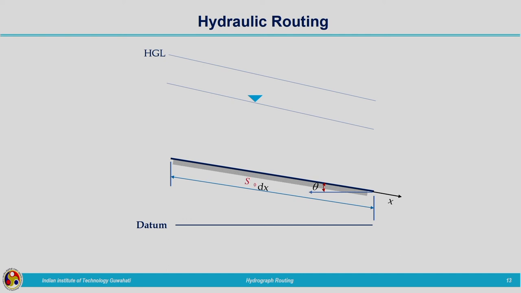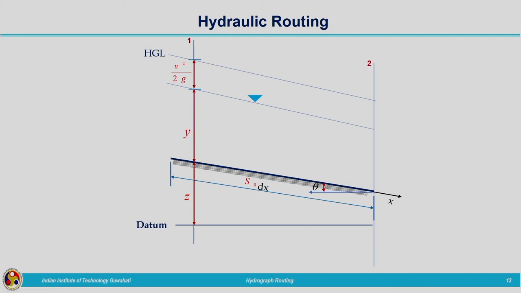That can also be represented by S naught, that is our bed slope. And the datum head is Z, the water depth in the channel is Y, and the velocity head is given by V square by 2G. So if you are considering total head at this particular point, then it will be given by the sum of all these three quantities.